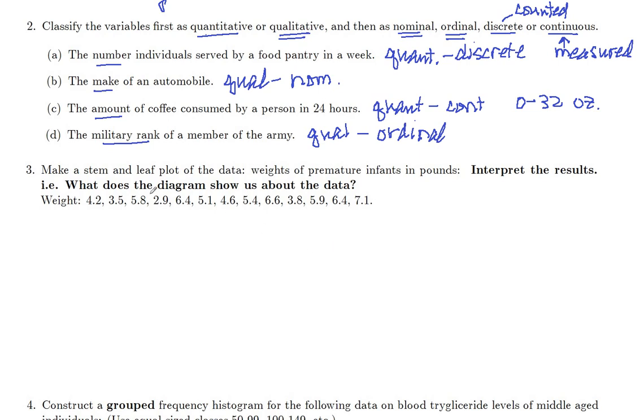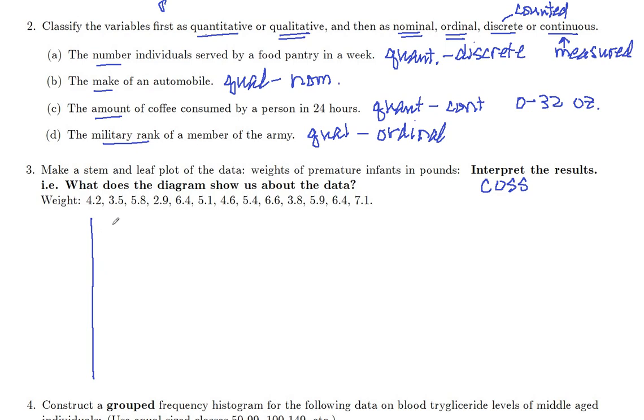All right, next up here, we are making a stem and leaf plot of the data, and these are weights of premature infants. We're going to interpret our results. So to interpret the results, we're going to use that acronym C-O-S-S, Center Outlier Symmetry Spread. So here's our weights here, and they are decimal data. So the tenths place is going to be our leaf, and the ones digit is going to be our stem here.